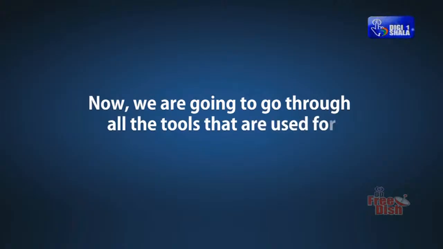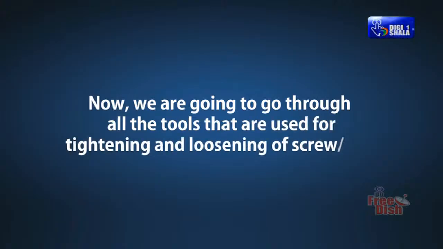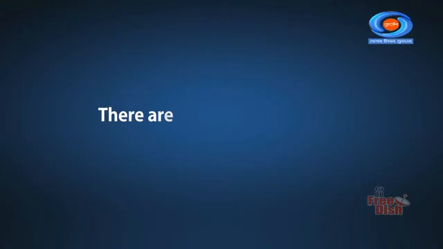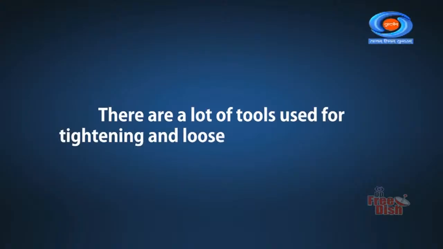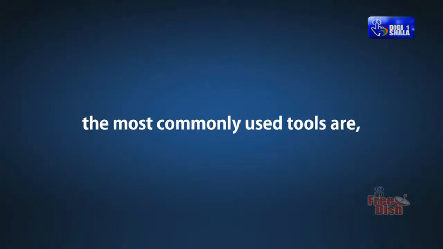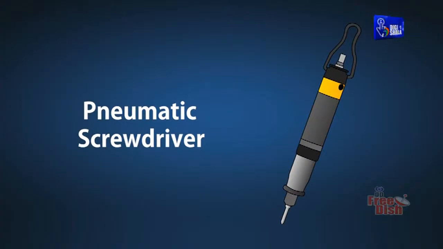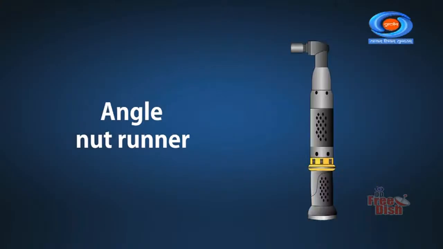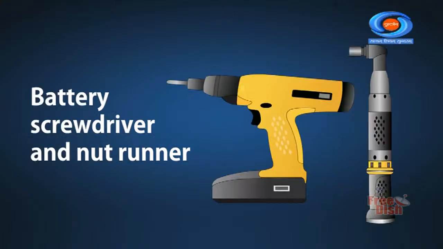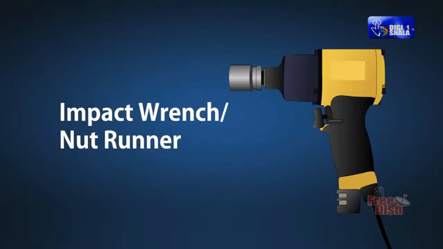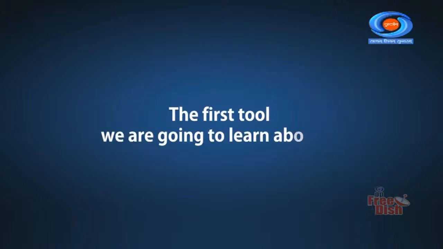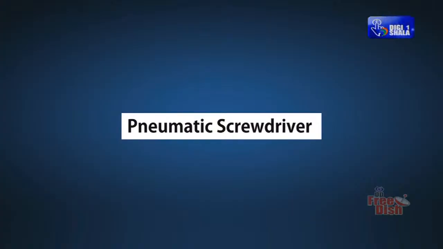Now we are going to go through all the tools that are used for tightening and loosening of screw or bolt. There are a lot of tools used for tightening and loosening of screws. The most commonly used tools are pneumatic screwdriver, twin motor nut runner, angle nut runner, battery screwdriver and nut runner, impact wrench or nut runner. The first tool we are going to learn about is the pneumatic screwdriver.